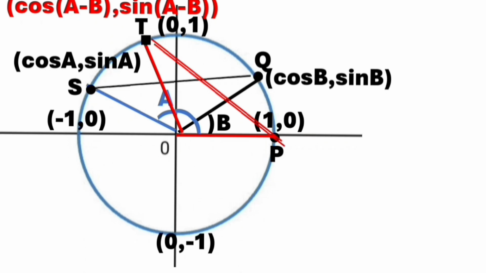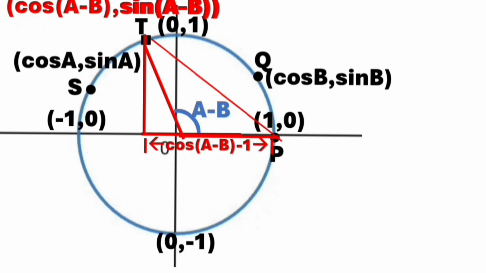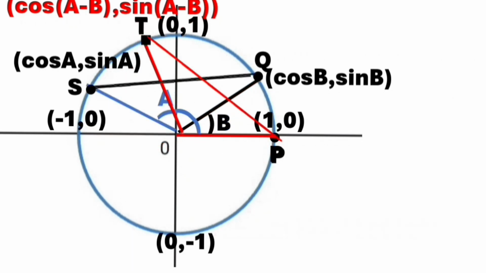And notice that chord TP is equal to chord SQ. From this, the horizontal component of chord TP can be obtained by subtracting cosine A minus B and 1, the cosine coordinate of point P. While the vertical component of chord TP is sine A minus B. We mentioned that chord TP is equal to chord SQ.